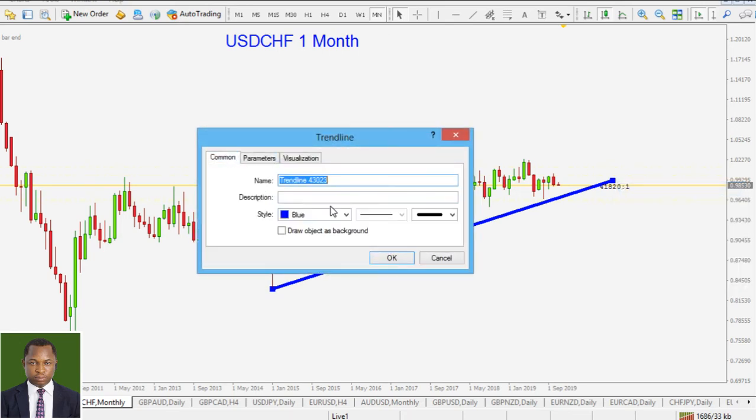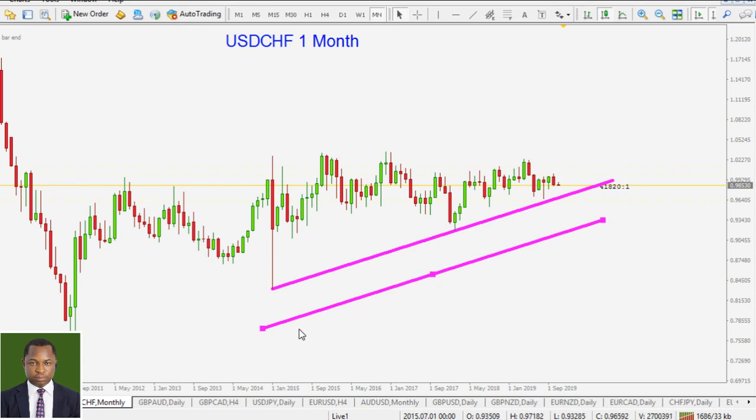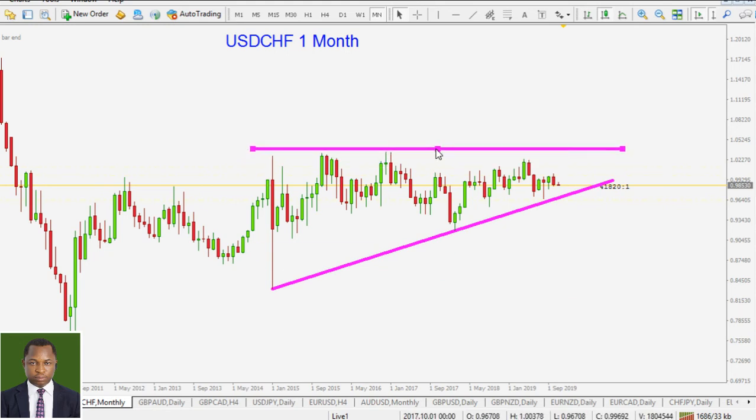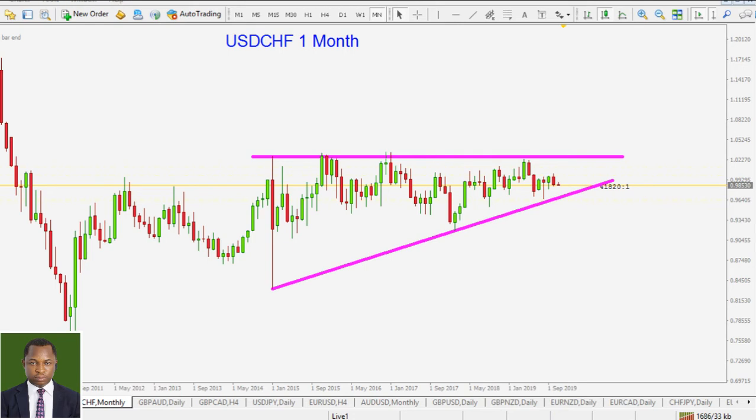and keep that as a flat top triangle. Okay, we can take this one. Let's keep it here as a flat top triangle. All right, so this is what I am going to keep in the monthly time frame. This level here, support, this one here, then this high as a flat top triangle.